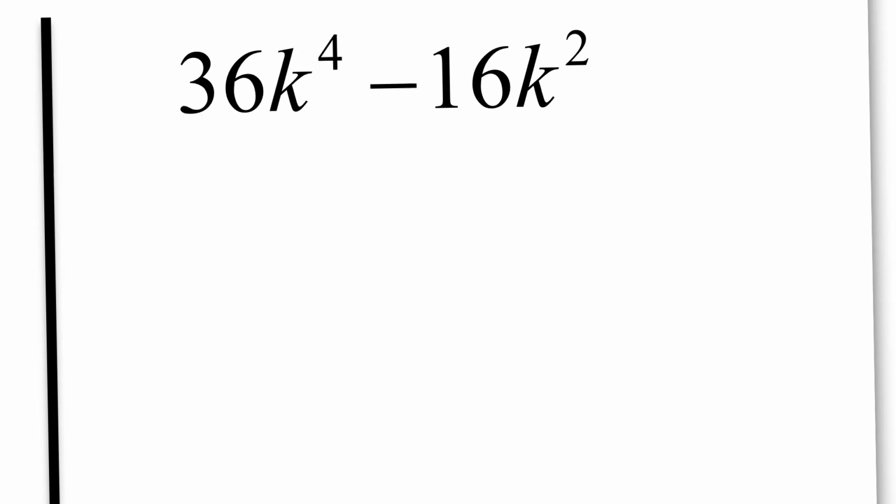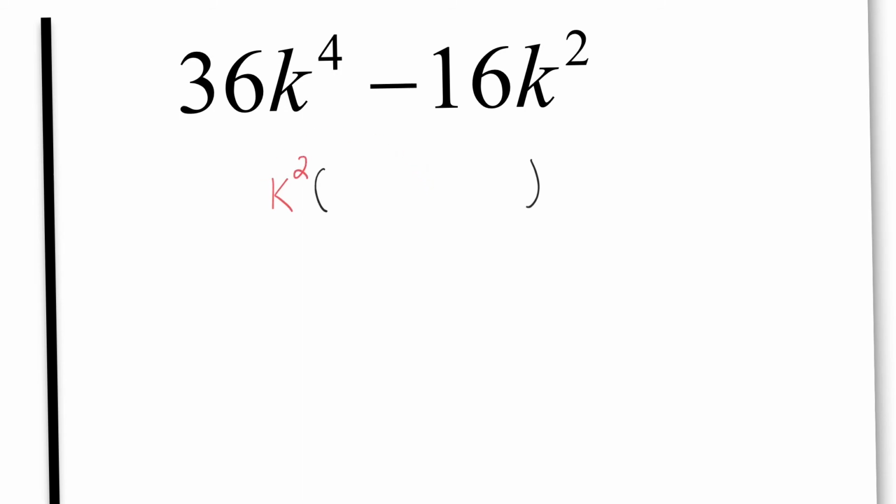And I noticed 36k to the fourth power minus 16k squared. Well, first of all, they do have a k in common. So I can factor out a k, and we always factor out the one with the lowest exponent. So I'm going to take out the k squared. I'm going to factor that out. So I'm going to use a parenthesis here, and I'm going to start writing the k squared outside because I took that one out.